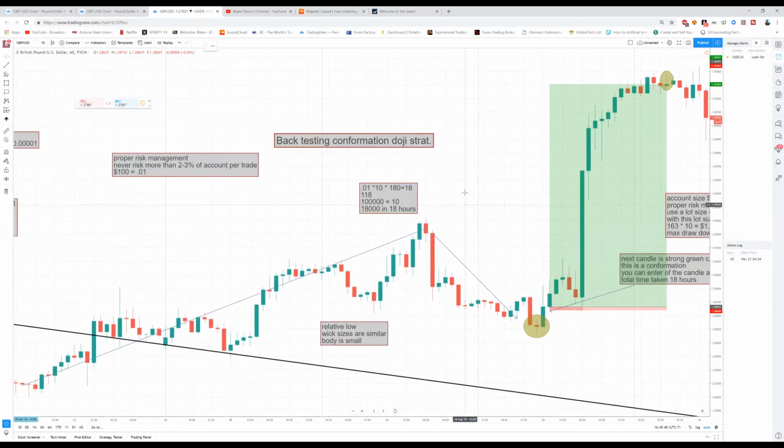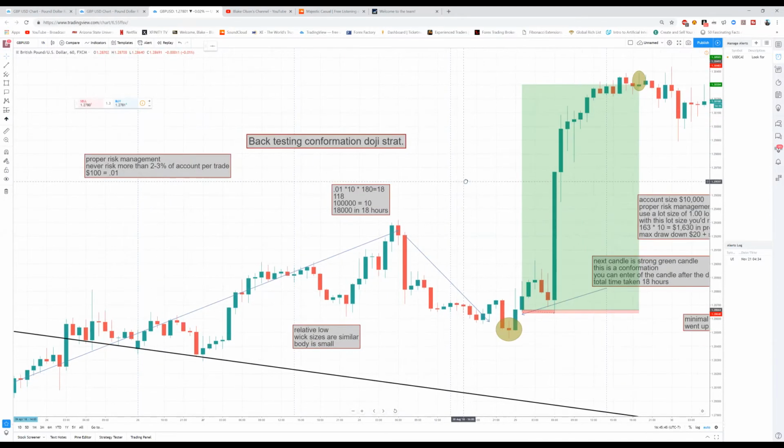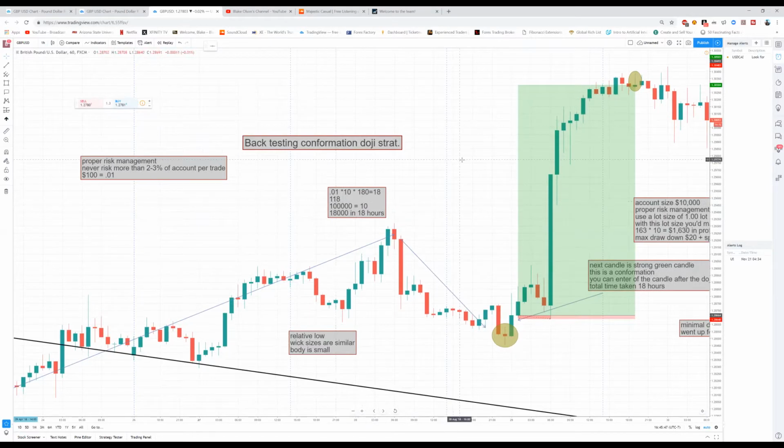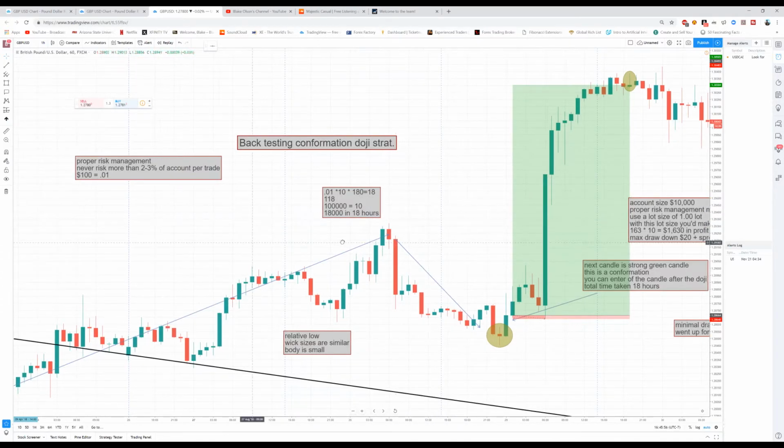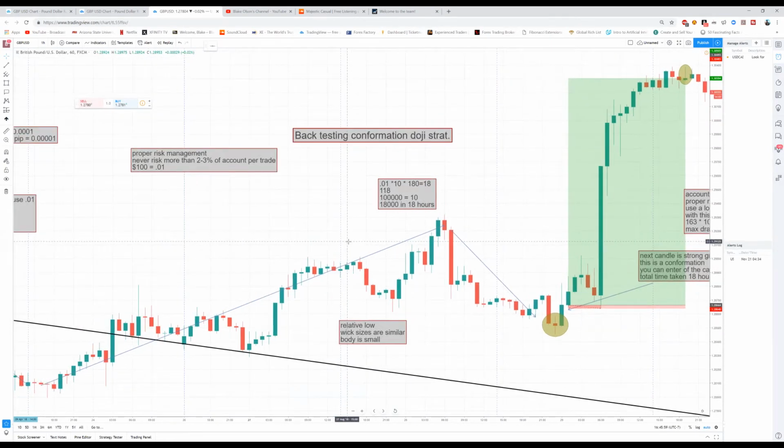So what does that mean? Who cares about 188 pips? How does that actually translate into money? To understand that, we first have to understand lot size. So someone give me an account size that is bigger than 5,000 and smaller than 30,000. Someone type in a number in the chat and we'll use that number.